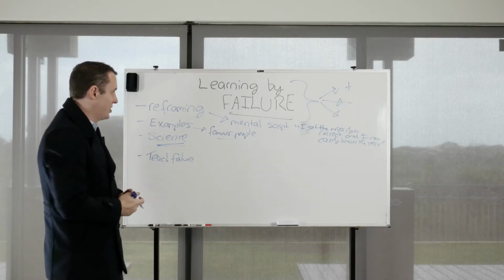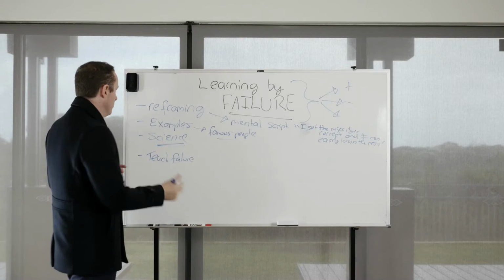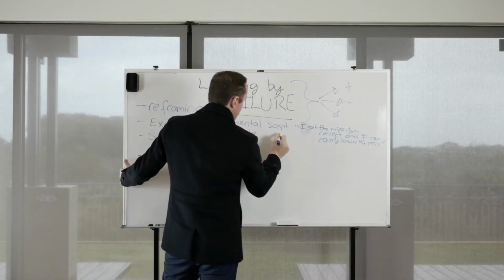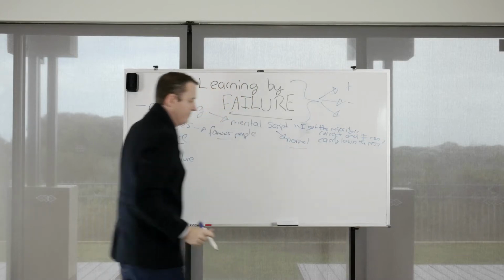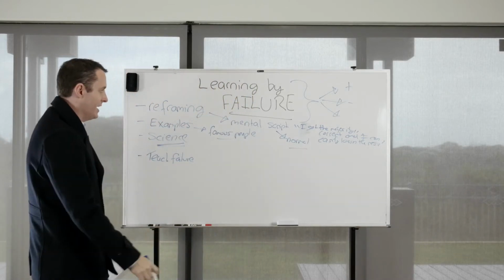So you're letting students know that failure is normal. You're reframing the mental script, and we're talking about failure being normal, and just having a conversation around it. So how do we do this?